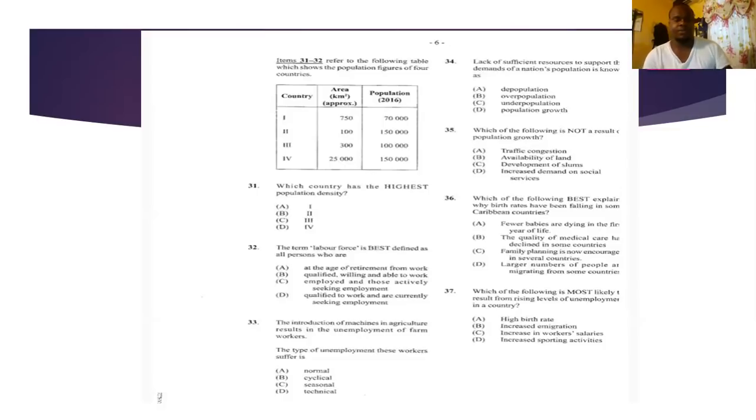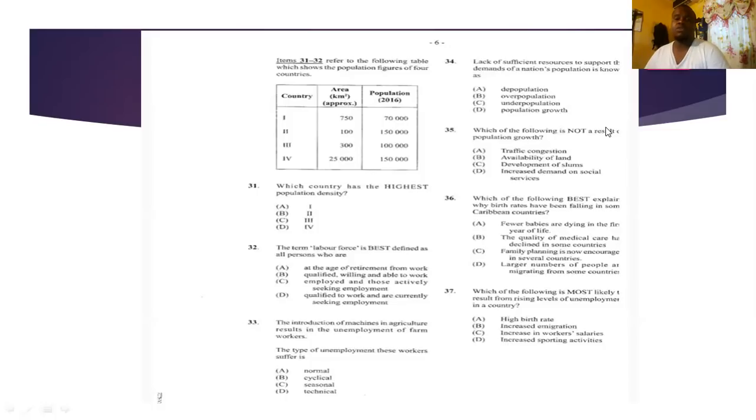Number 34. Let me move this video over a little bit so I can see the question clearer. 34 says lack of sufficient resources to support the demands of a nation's population is known as A, depopulation, B, overpopulation, C, underpopulation, D, population growth. Answer is B, overpopulation.